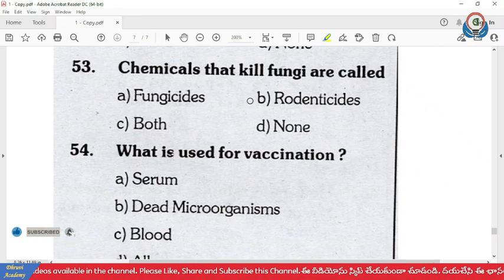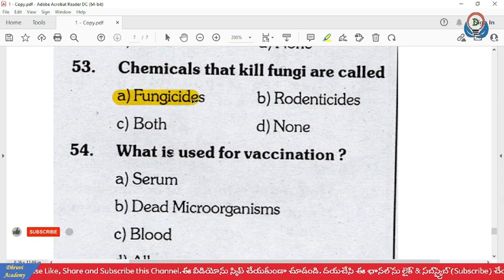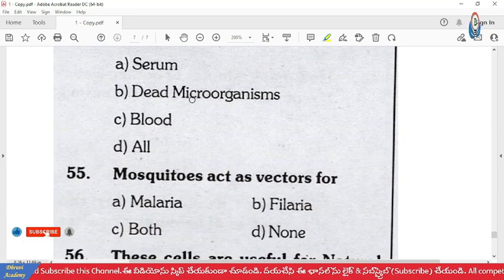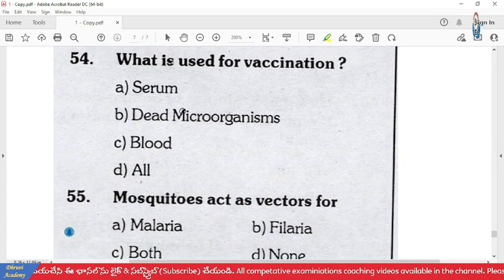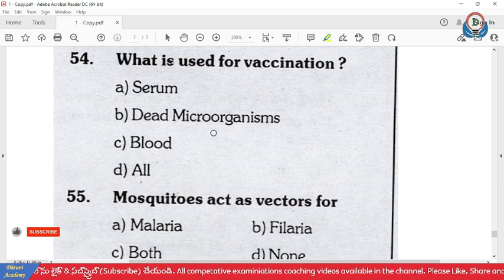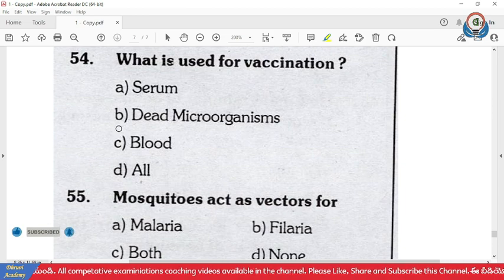Which kill the fungi? Fungicides kill the fungi. The answer is fungicides. Next, what is used for vaccination? Is it A, serum, or B, dead microorganisms, or C, blood, or D, all? The answer is dead microorganisms.